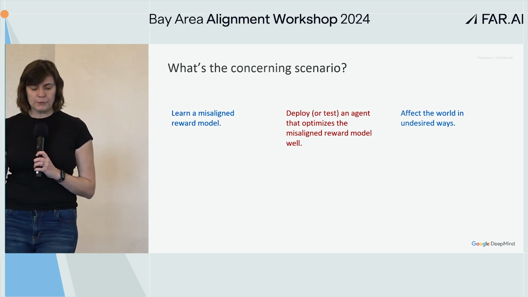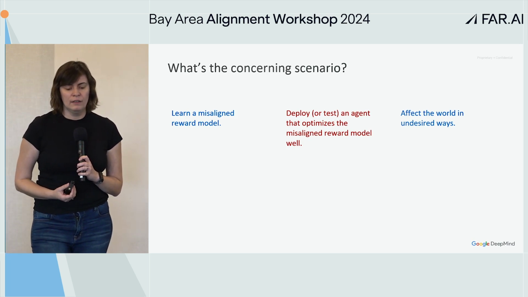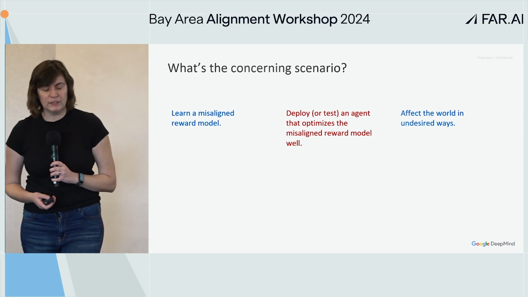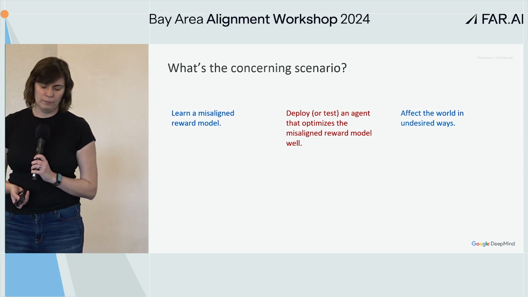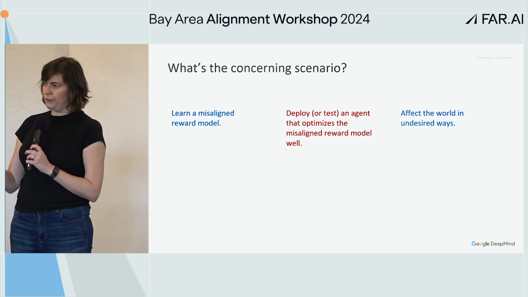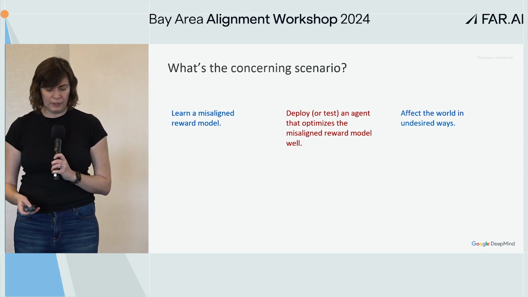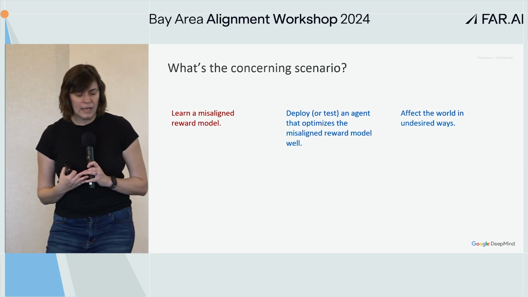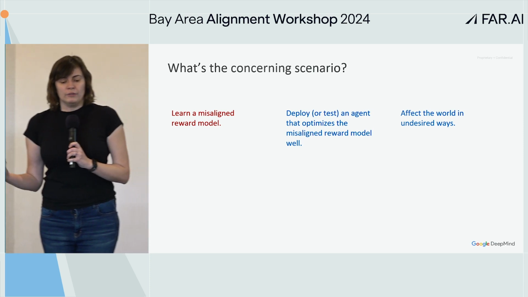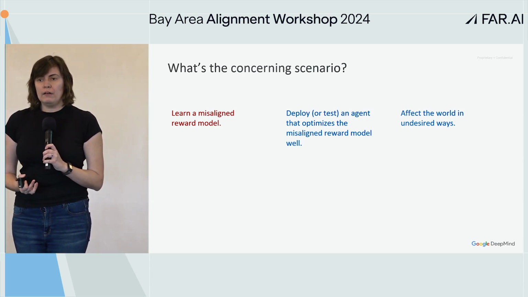Okay, so that's what I had to say about deploying an agent that optimizes a misaligned goal or misaligned reward well. And you see that I'm using reward very liberally. I really mean goal. They can come in various ways, including through prompting and so on. Okay, so how do you end up with a misaligned reward model?